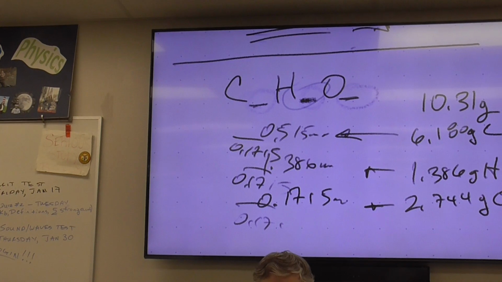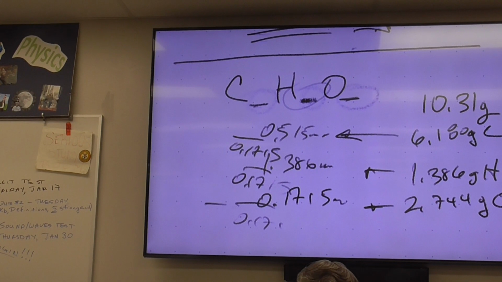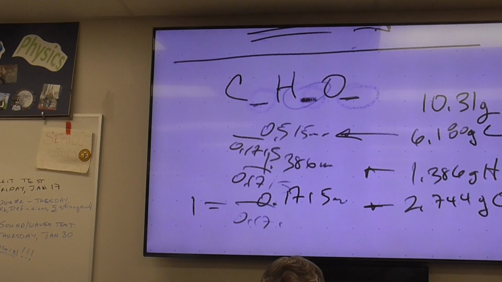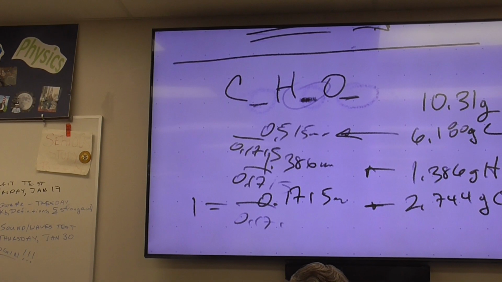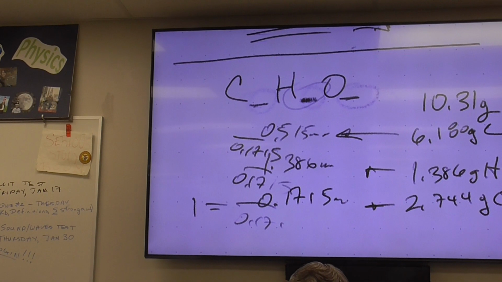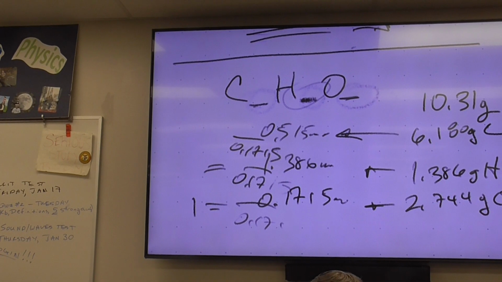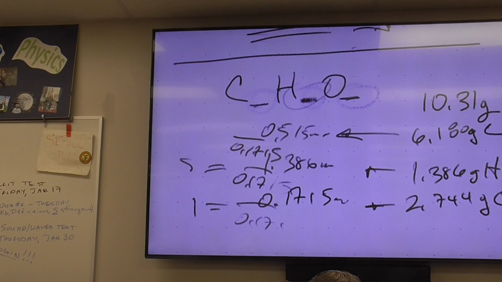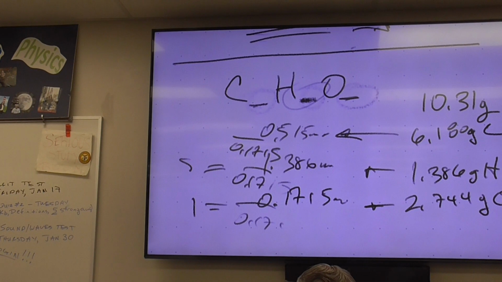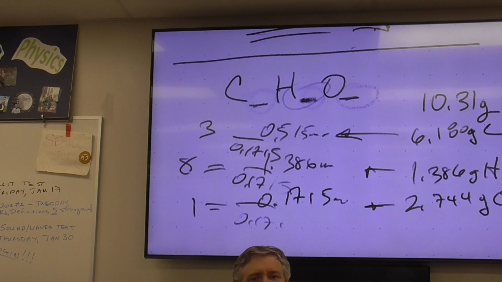I taught myself to do this, but I forgot how to do this. So this is obviously 1. If you take the 5.386 and divide that by 0.1715, you get... Wait, which one? That's the top one. The top one, you get... The second one, you get 8. Yes. Good. So what's the formula?